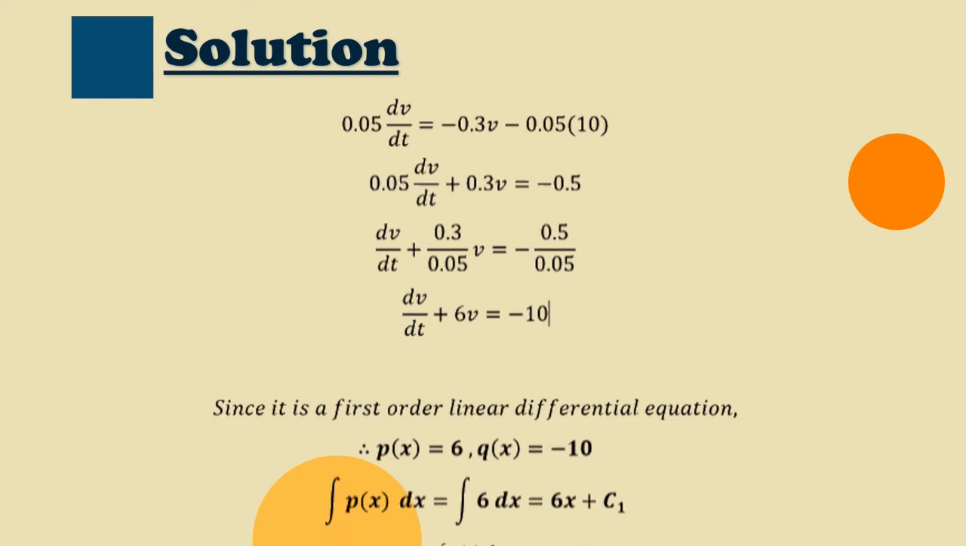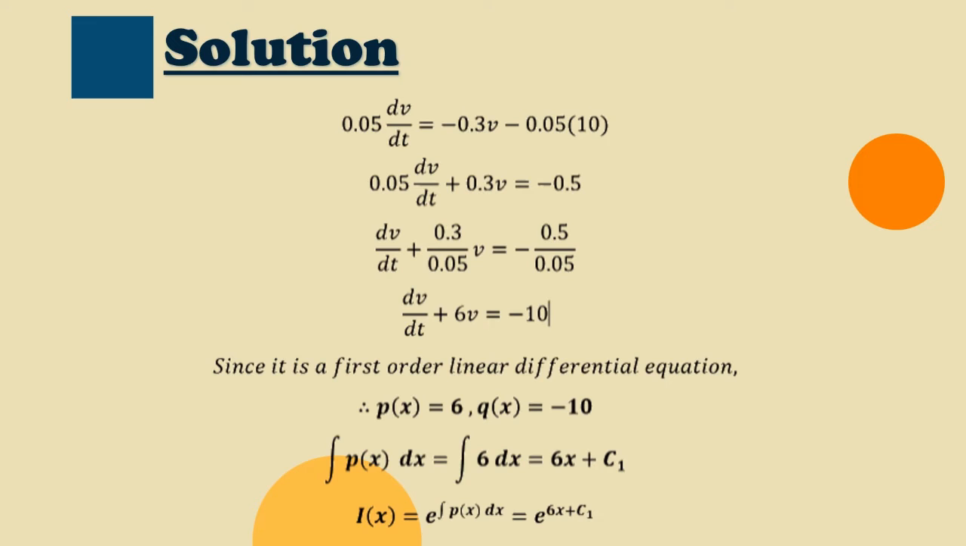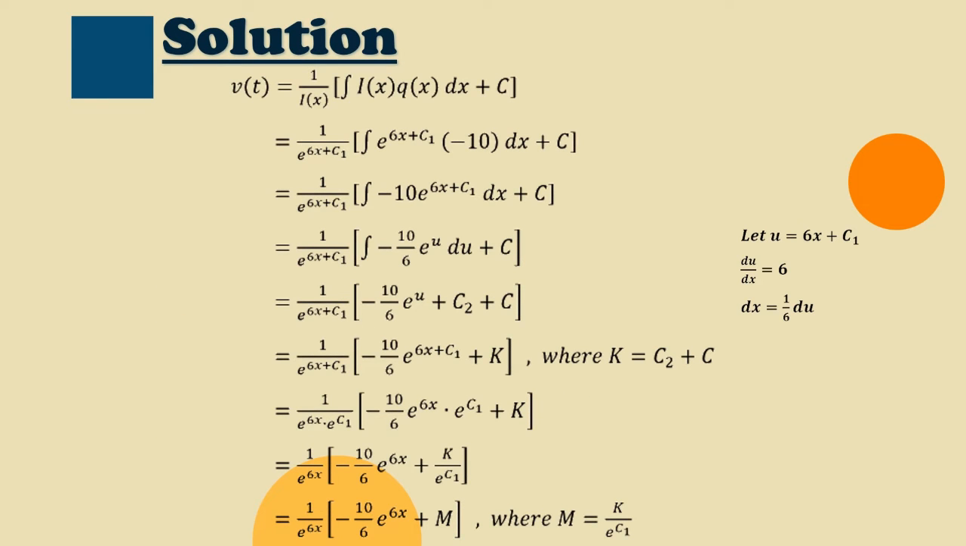Since it is a first-order linear differential equation, we can use the method of linear equations that we learned in chapter 2. We have here p(x) equals 6, q(x) equals negative 10, and the integrating factor, I(x), equals e to the power of 6x plus c1. Next, we have the general solution of the linear equation, which is v(t) equals 1 over I(x) times the integration of I(x) times q(x) with respect to dx plus c.